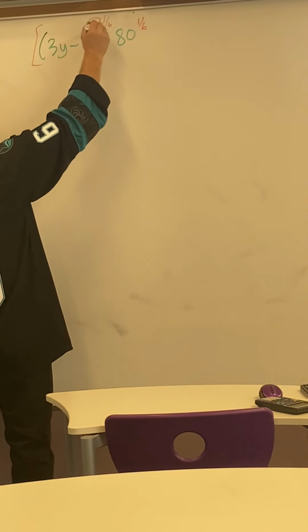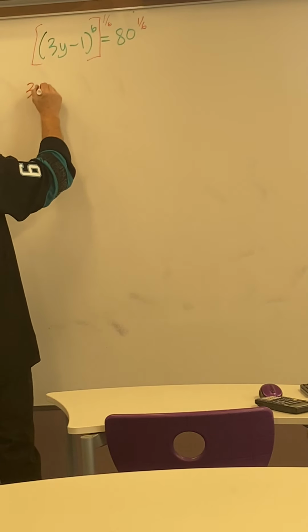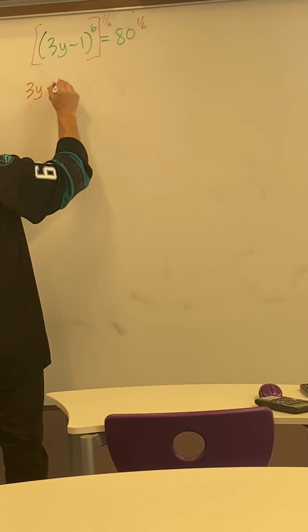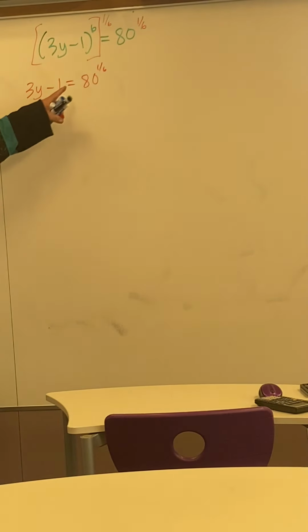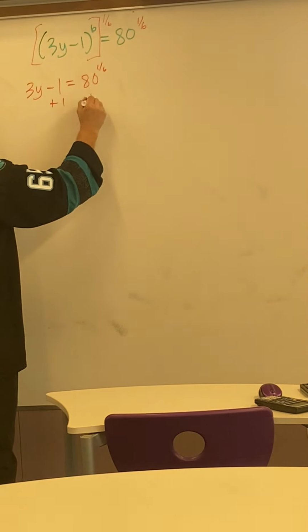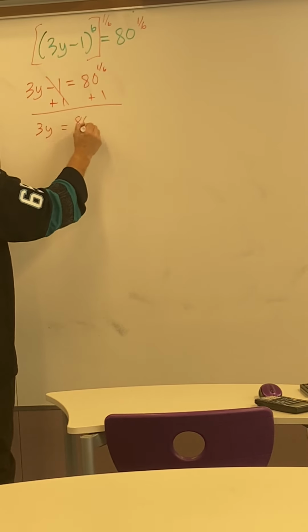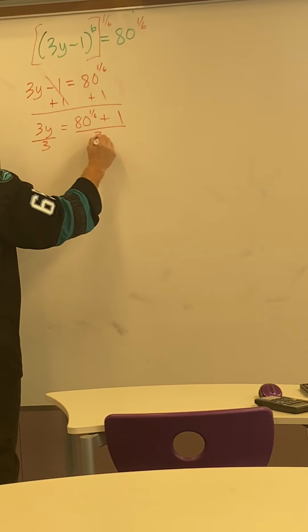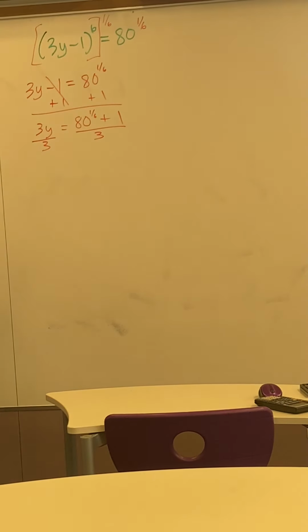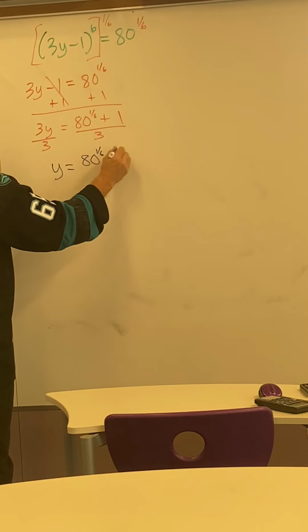Notice 6 times 1/6 is just 1. So it's going to be this guy to the 1st power, which is 3y minus 1 to the 1st power equals 80 to the 1/6 power, which is an ugly number, the 6th root of 80. Okay, we're going to add 1 to both sides. Cancel that. 3y is 80 to the 1/6 power plus 1. Divide by 3 to get rid of times by 3. And this will actually be my answer in what they like to call calculation ready form.